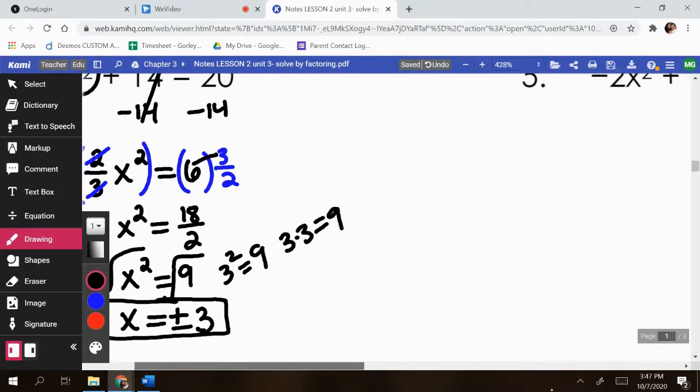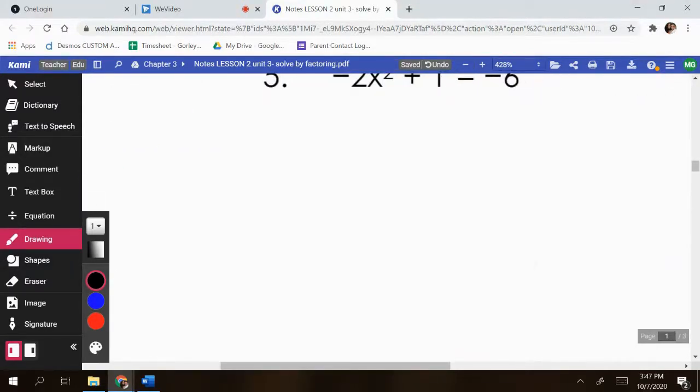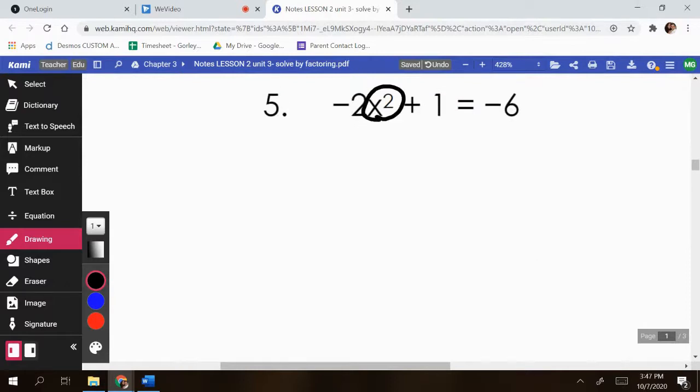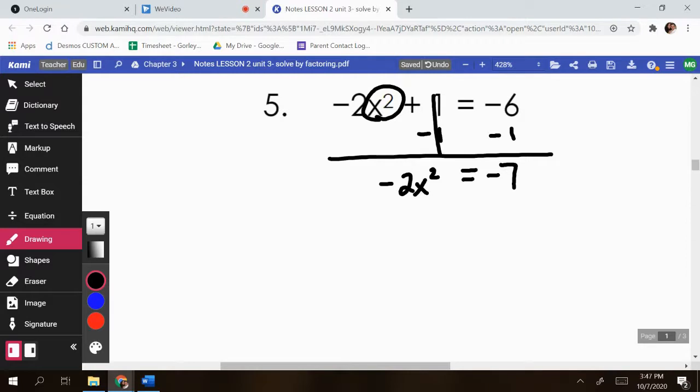Okay, let's try the next one. Again, we're trying to get the squared term by itself. So I'm going to start by subtracting 1 on both sides. We get negative 2x squared equals negative 7. Divide both sides by negative 2. We get x squared equals 7/2.